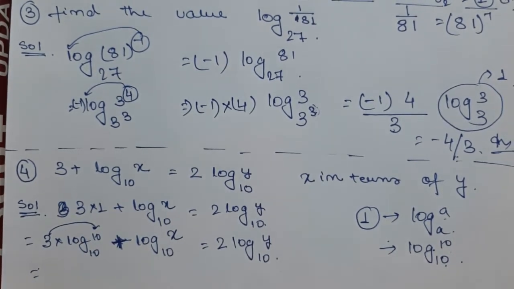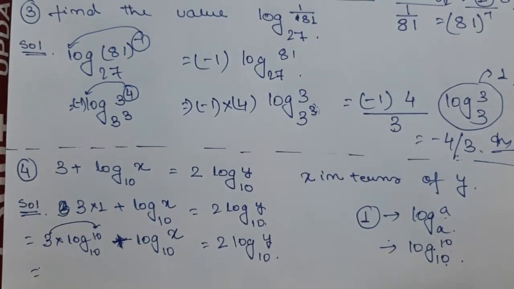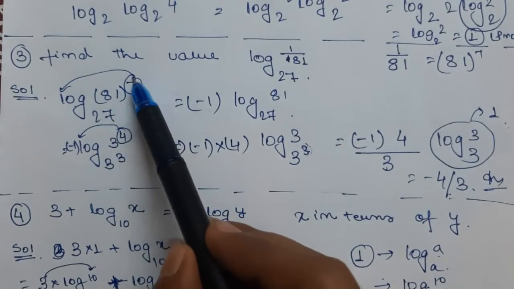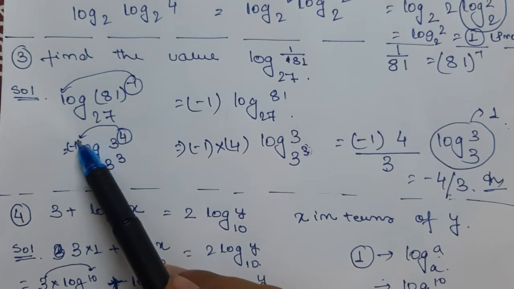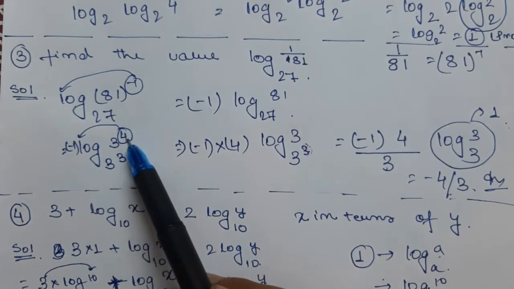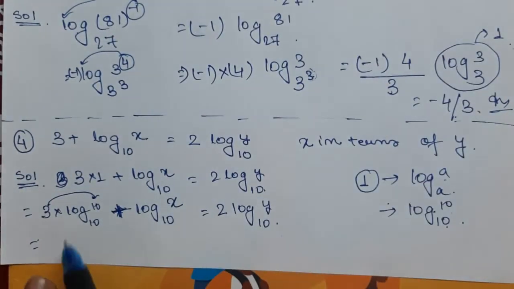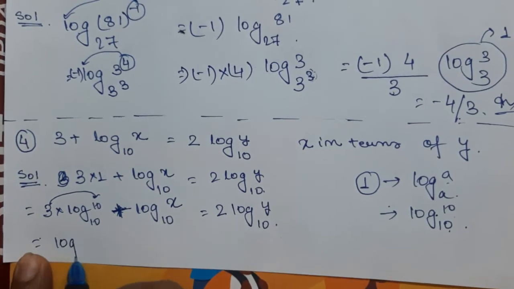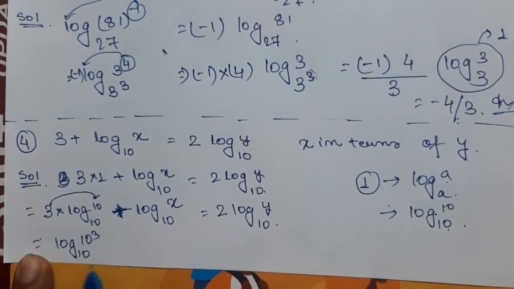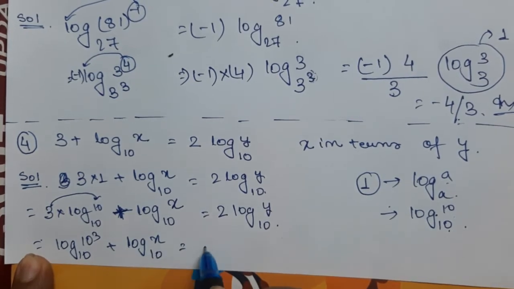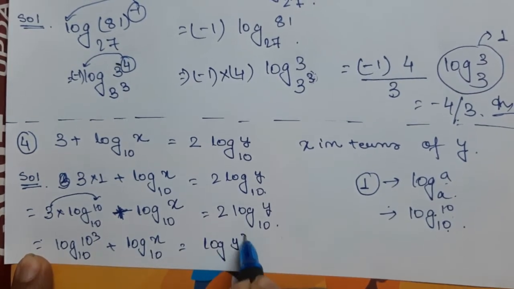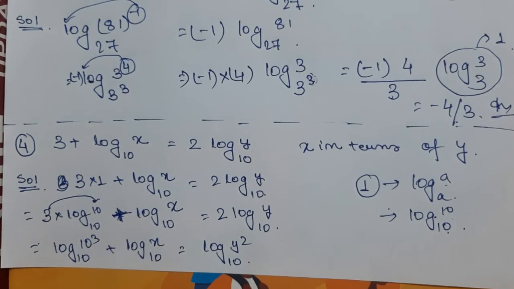By which property are we taking it? We are taking the vice versa of this. In this case, the 4 we are taking at front, and the vice versa was to the power 4, right? So here we are taking this 10 to the power 3. We can write it here, plus log of x to the base 10 is equal to, similarly, y squared to the base 10. No problem.